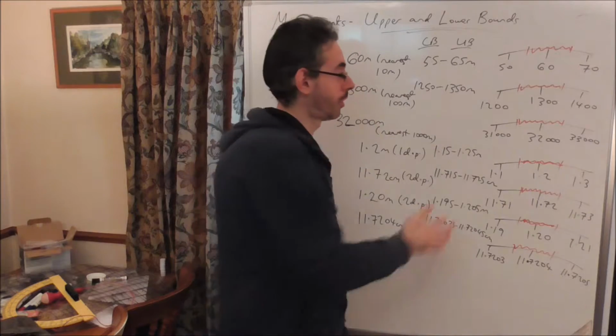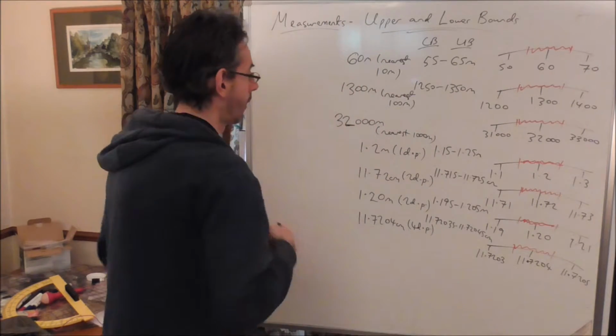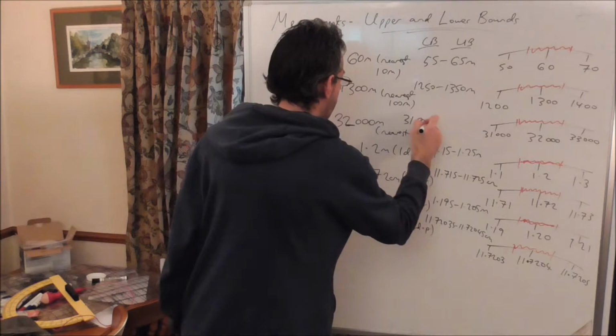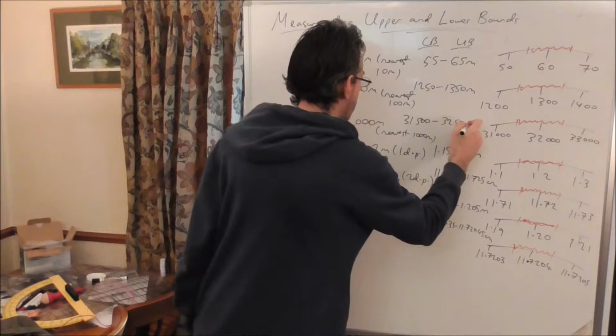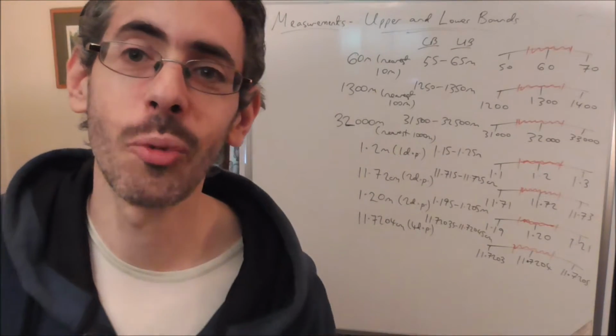So what's the lower bound? It's 31,500, and the upper bound is 32,500. 31,500 to 32,500 metres. Those are the bounds. So that's the end of part 1.